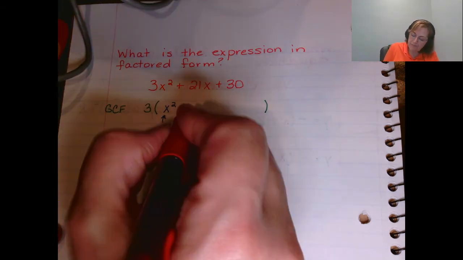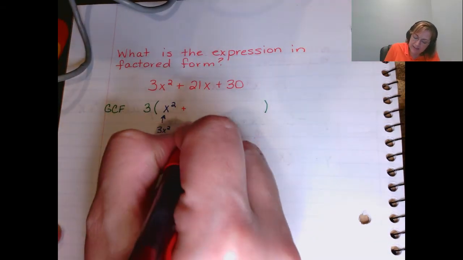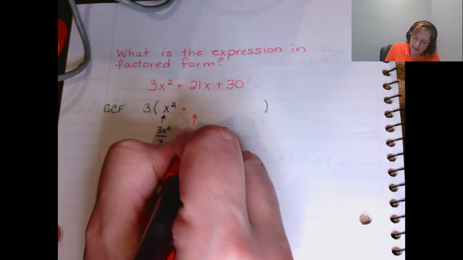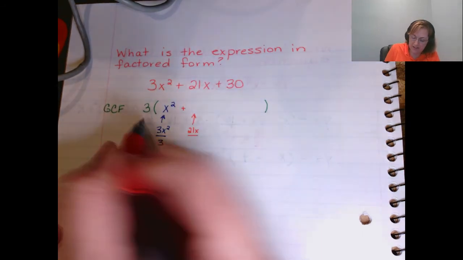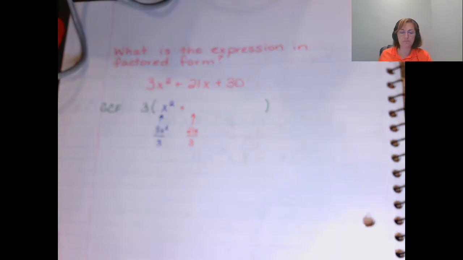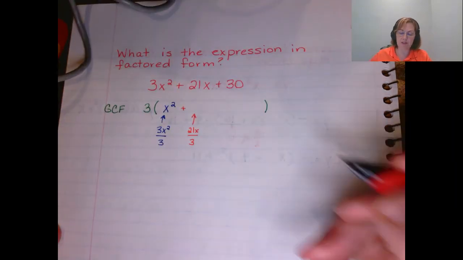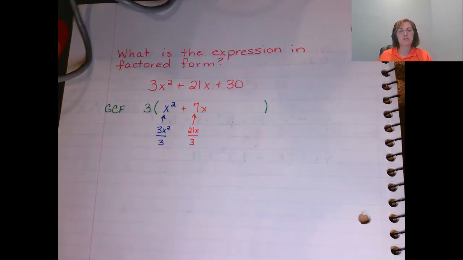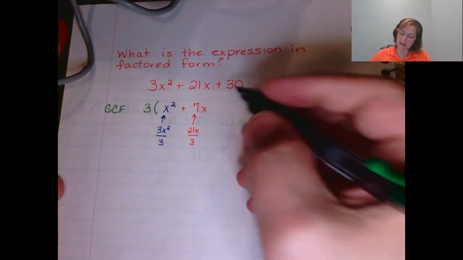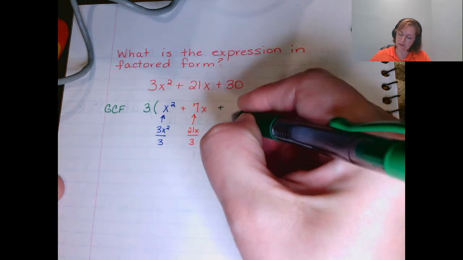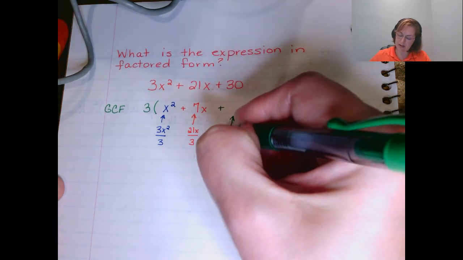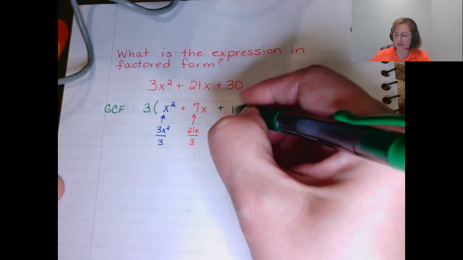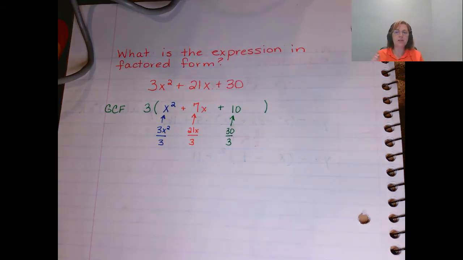Let's do the next one. I'm going to take my second term, 21x, and I'm going to divide by the GCF, which is 3 here. 21x divided by 3 gives me 7x. And then finally, I'm going to take my last term, 30, and divide by 3, and that will give me 10. So that's how I factor by my greatest common factor, my GCF.